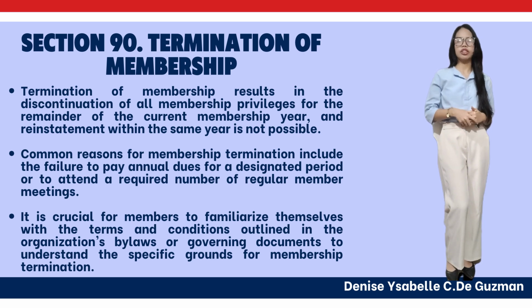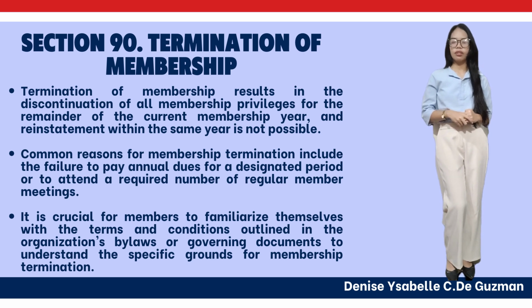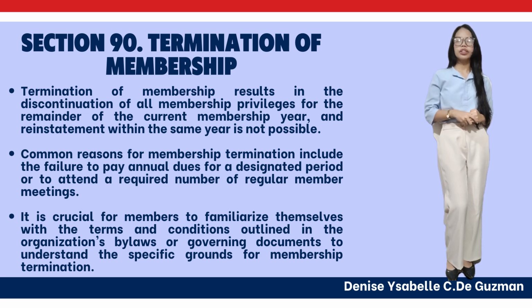Common reasons for membership termination include the failure to pay annual dues for a designated period or to attend a required number of regular member meetings. Additionally, termination may occur for violations of the organization's code of conduct or ethics, criminal convictions, non-compliance with established policies, misuse of membership privileges, misrepresentation during the application process, prolonged inactivity, conflicts of interest, breaches of contractual agreements, and failure to align with the organization's mission and objectives.